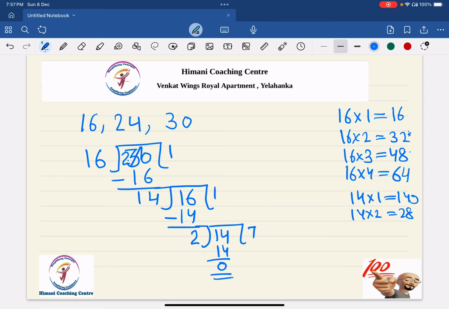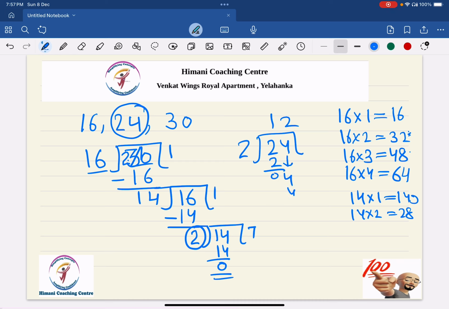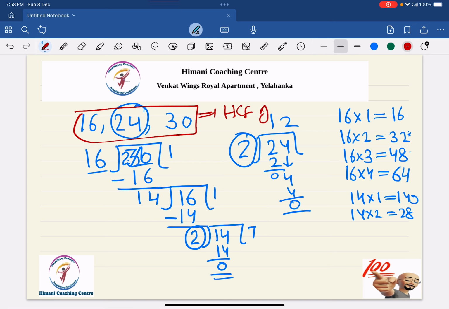So what is the HCF of 16 and 30? 2. Now you do what? 24, which is the bigger number, gets divided by 2. So can you see, 2 ones are 2, 0, 4 comes down, 2 twos are 4, and now we find that 2 is the HCF of 16, 24 and 30. So kids, this is how we do the working.